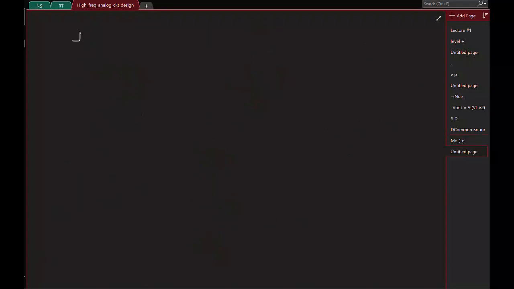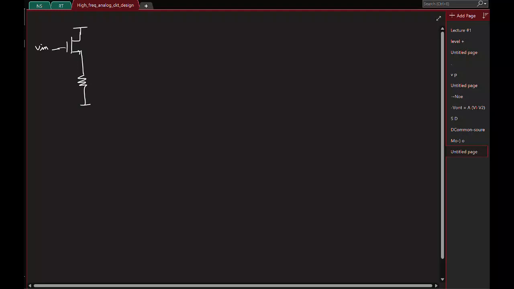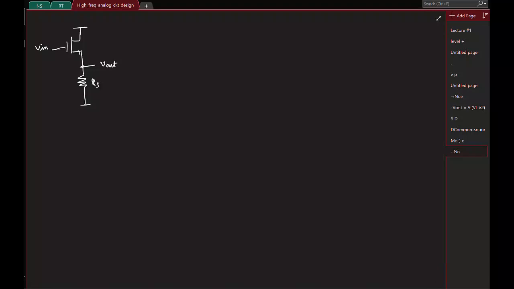So now let's say instead of the current source here, I have a resistor here. Again the same thing. So what will happen to the incremental output voltage?